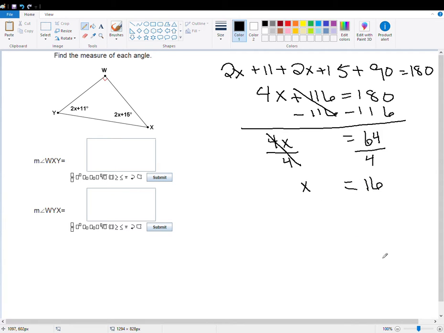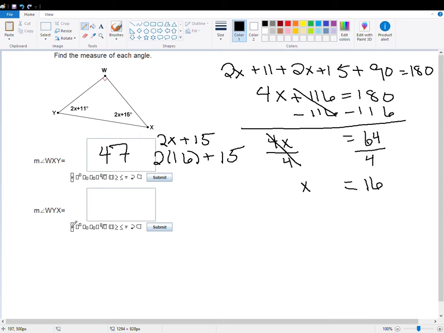Now, I'd like to be done with this problem right now, but I'm not finished because it doesn't ask me what the value of x is. It asks me what the measure of each of these angles is. So the first one, the measure of WXY, that's 2x plus 15. So I'm going to take this expression and substitute the 16 in for x. 2 times 16 plus 15. And when I do the math, I get that it's 47 degrees.